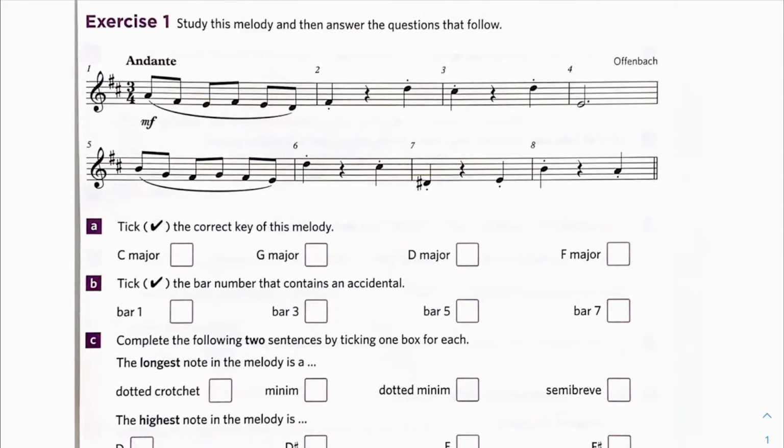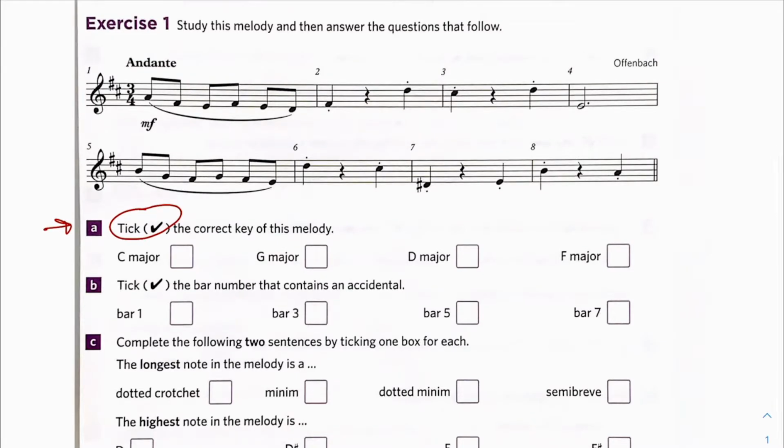Exercise 1. Study this melody and then answer the questions that follow. Question A. Tick the correct key of this melody. If we want to find the key of a melody, we can first check if there is a key signature. In this exercise, there is a key signature with two sharps, and we know that with two sharps, F sharp and C sharp, we are in the key of D major. So the answer is D major.